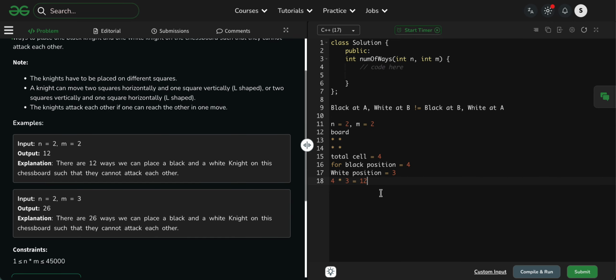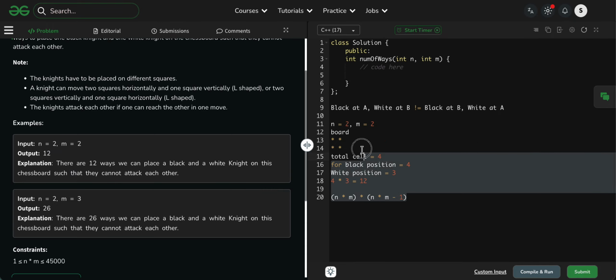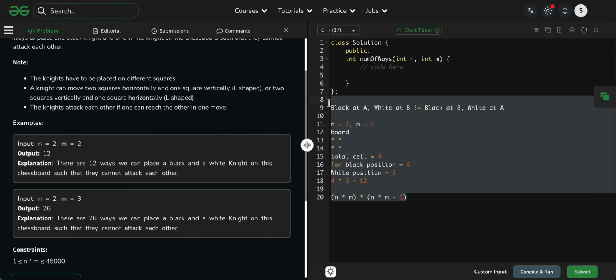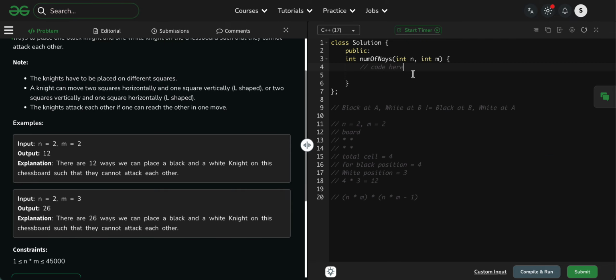So what are the key observations? The key observation is n into m, into n into m minus 1, right? That is the point. Now I will write the code and explain the whole concept. The code is very optimal, with very few lines of code. You will definitely understand what the code and the problem say.